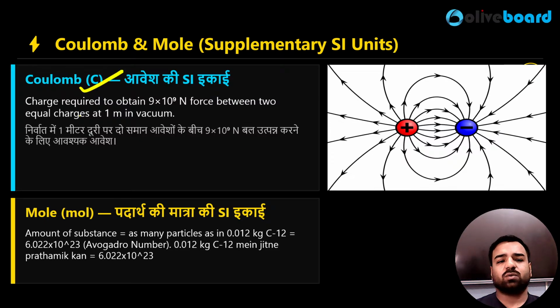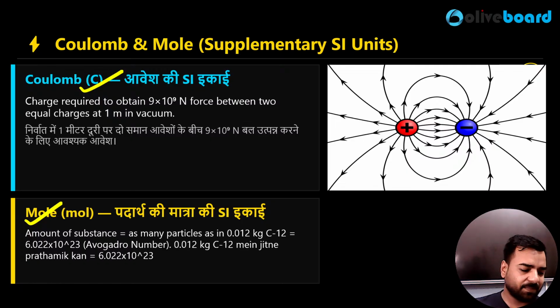So the charge required to obtain 9 into 10 to the 9 Newton force between two equal charges at 1 meter in vacuum is equal to 1 coulomb. Then what is mole? That's the amount of substance containing as many particles as in 0.012 kg of carbon-12 atoms. But it looks quite typical, right?